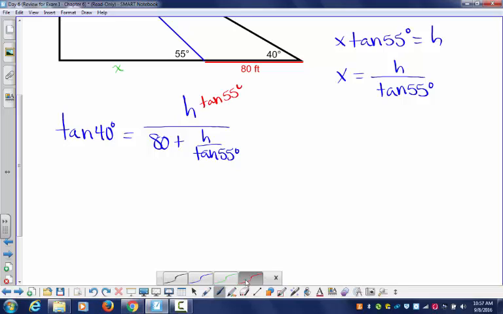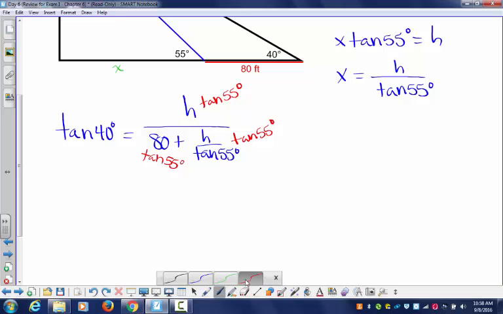So I'm going to multiply that by tan 55. I'm going to multiply this by tan 55. And I'm going to multiply this by tan 55. So what I've done is multiplied by 1. I've multiplied the top by tan 55 and the bottom by tan 55. And then it had to be distributed. So we multiplied by tan 55 over tan 55, which is 1.